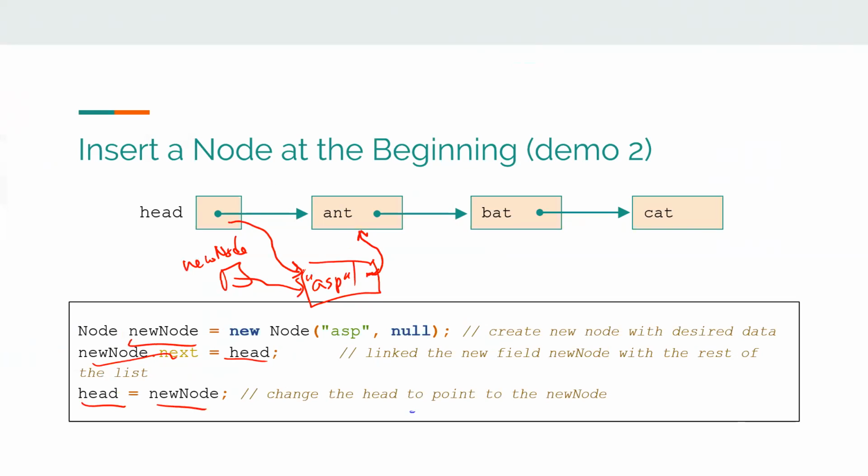And do you think order matters? Can you flip the order and do head equals new node first? What happens if we do that? We would create the new node. Right now we're doing this as steps 1, 2, and 3. What if we did step 1 and then step 3? What happens when we do that?